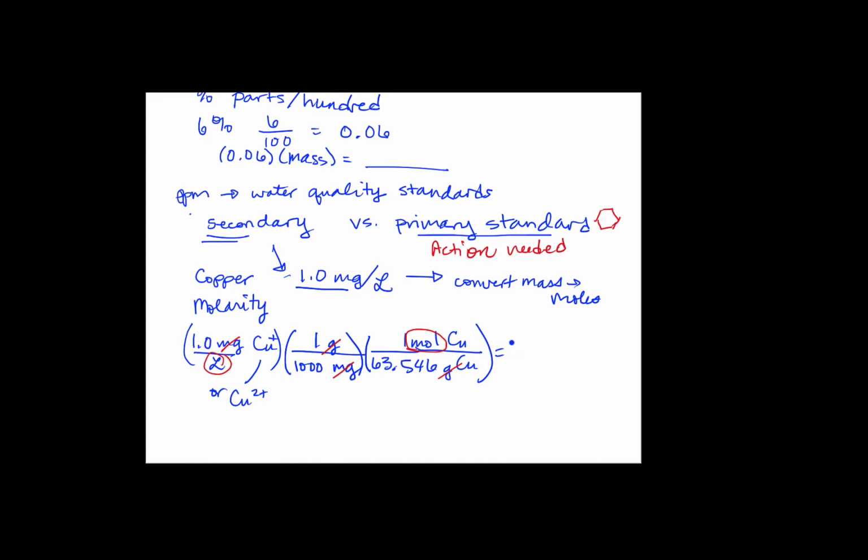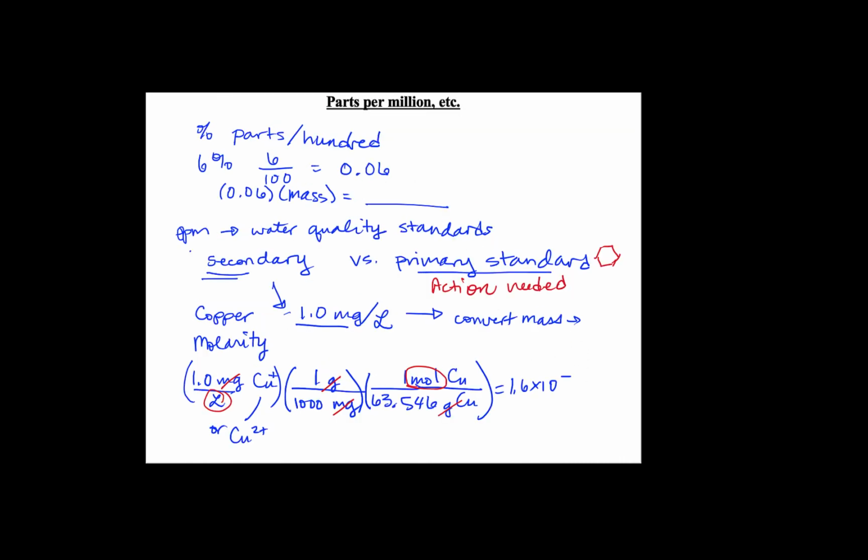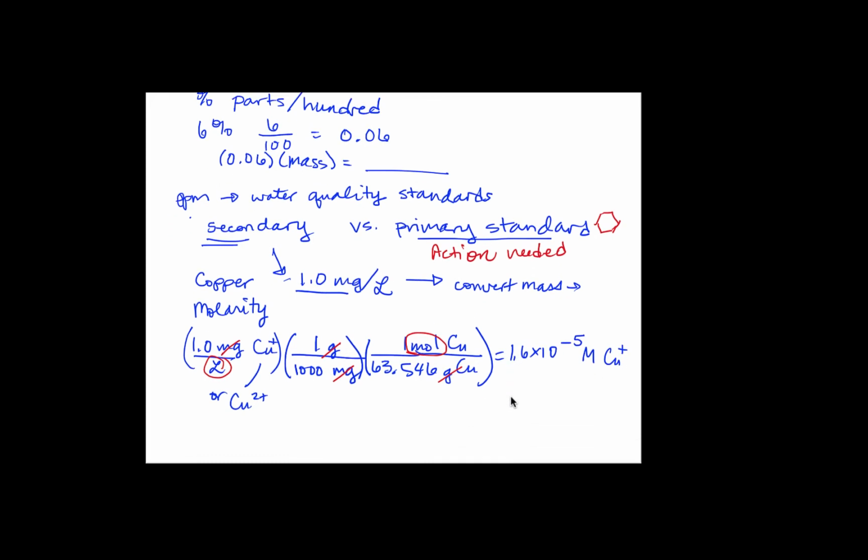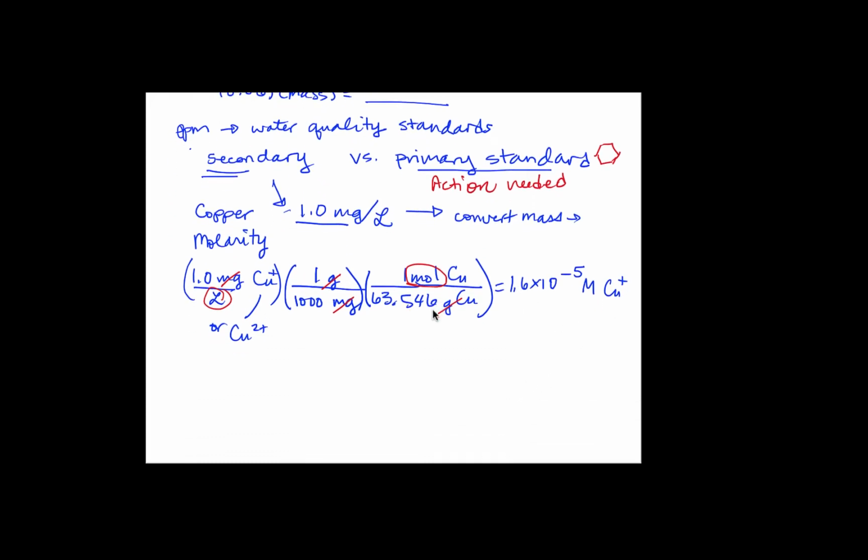So this would get me 1.6 times 10 to the minus... I had 6 on the brain. It's really 1.6 times 10 to the minus 5 molar of copper plus or whatever other ions we happen to have. All right, so we can see how to convert milligrams per liter into molarity units. So let's get back to our original topic, which was parts per million.